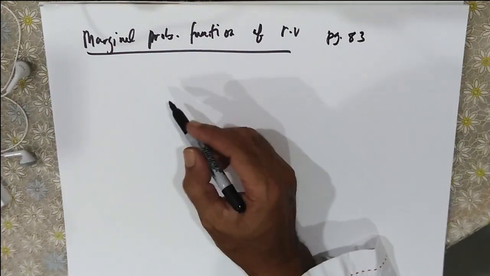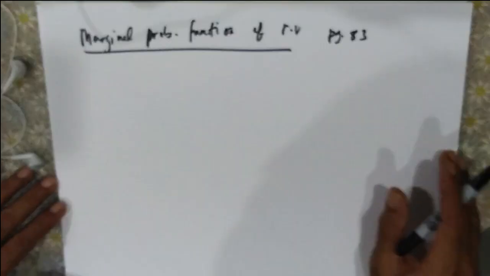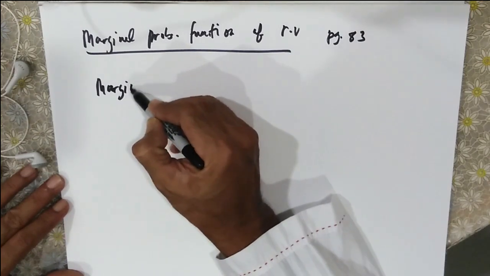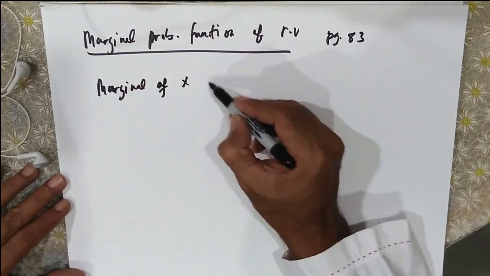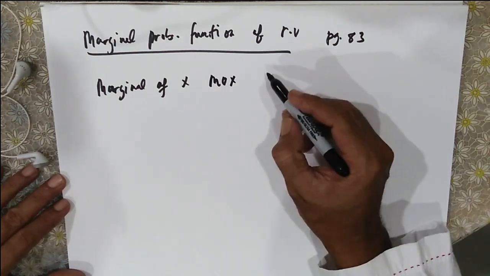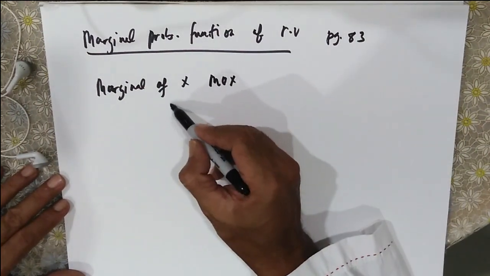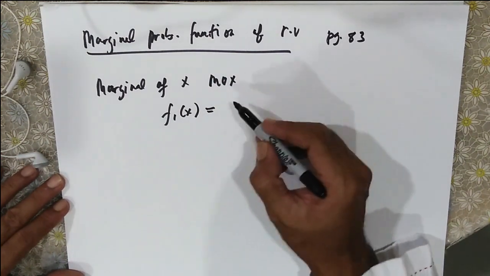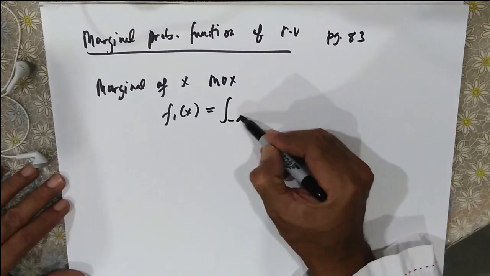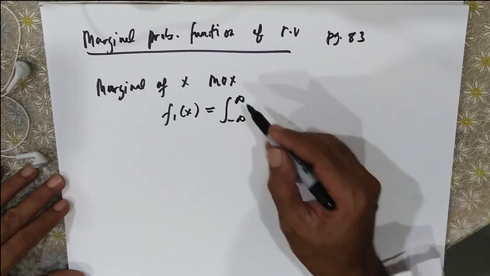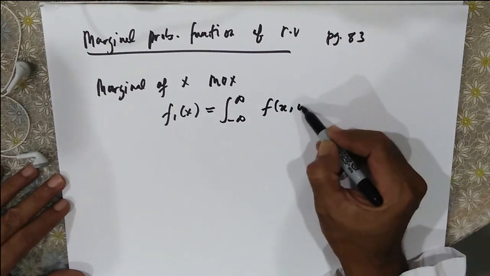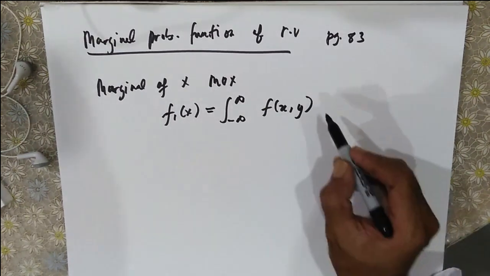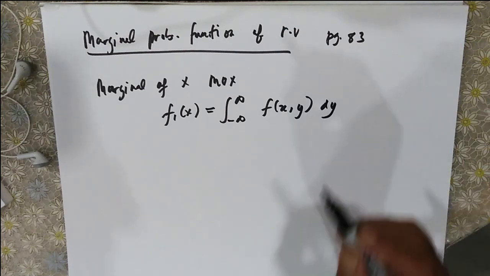Now for the marginal probability function, the marginal of x, or MOX. The symbol here is f sub 1 of x. So f sub 1 of x is obtained when we integrate from negative infinity to infinity, lower limit to upper limit, f of x y. So for the marginal of x, or f sub 1 of x, we integrate with respect to y.